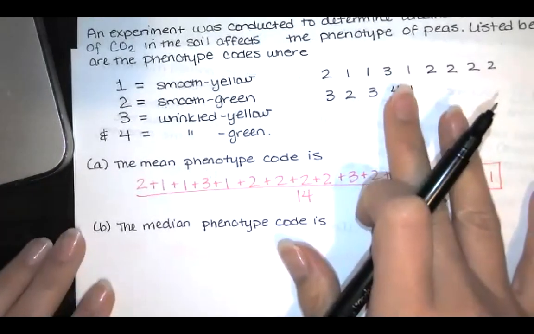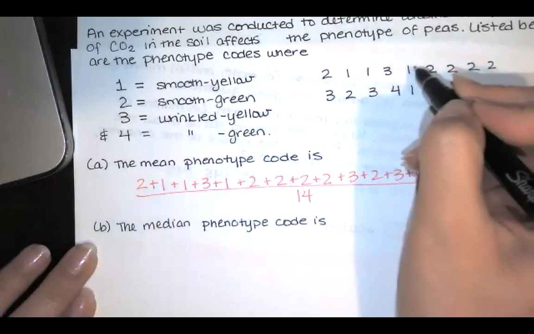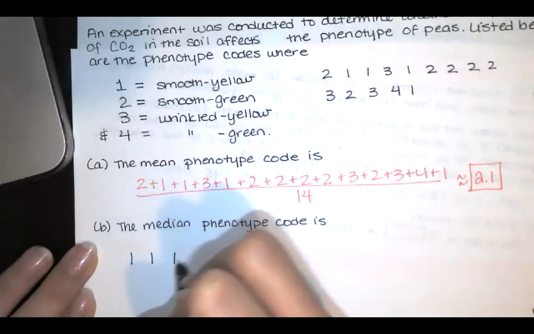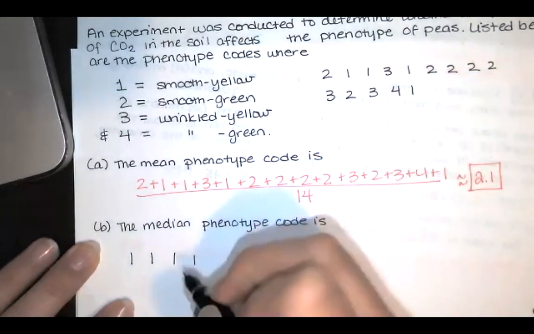In order to do that, we have to put these numbers in order from smallest to largest. So I've got 1, 1, 1, 1. I've got 4 ones. Then I've got 1, 2, 3, 4, 5, 6 twos.